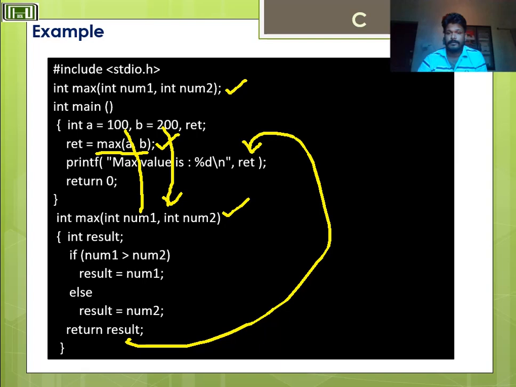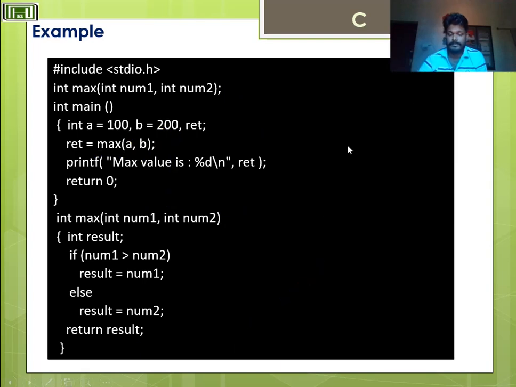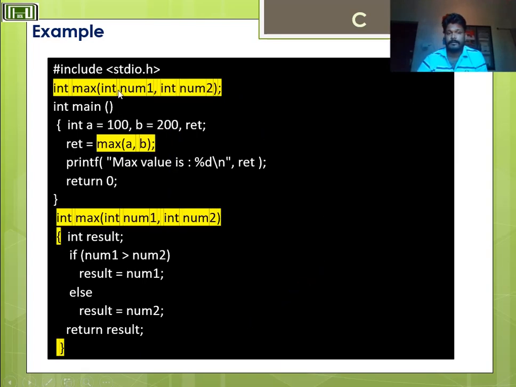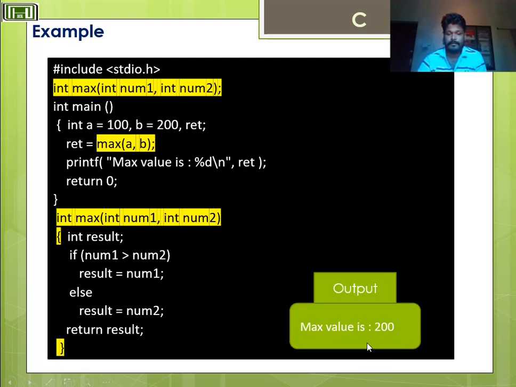So you can run this using online GDB or your compiler. Keep in mind, for including a function we need three aspects. First one, function declaration, then function calling, and function definition. Here is the example, maximum value is 200. Here is the output.